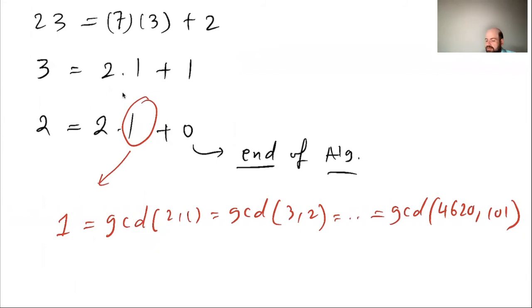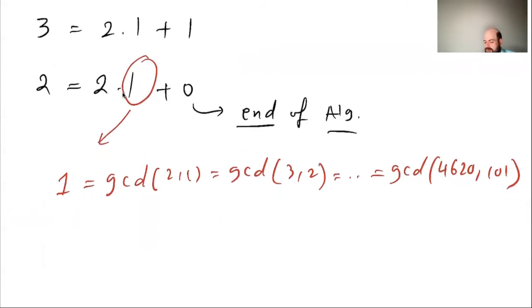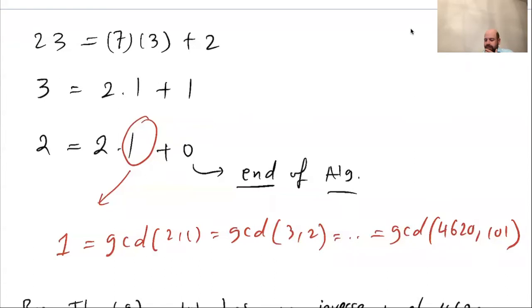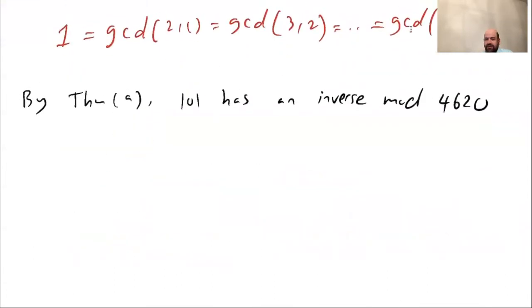That means the number has an inverse, right? Remember the theorem said if the GCD is 1, the number has an inverse. If it's not 1, it doesn't have an inverse. So by theorem, part A, 101 has an inverse mod 4,620. Okay, now our next job is to find the inverse of 101. So we showed that 101 has an inverse mod this number. Now we want to find it.